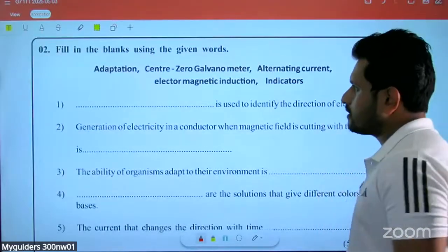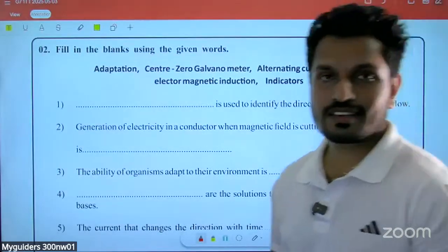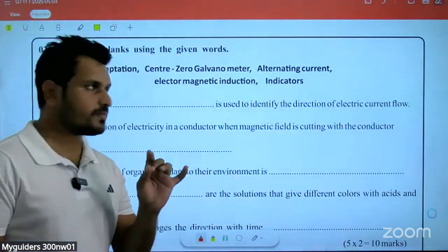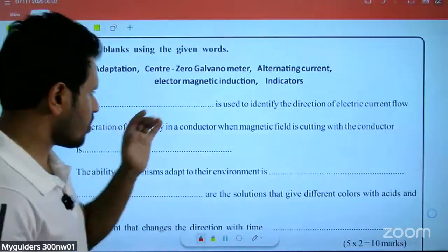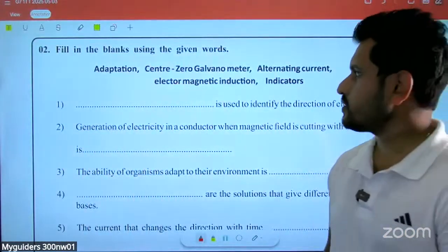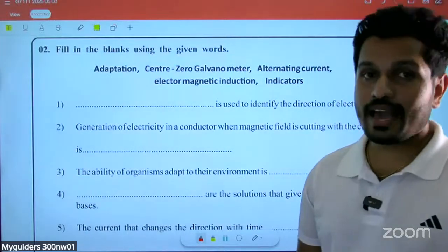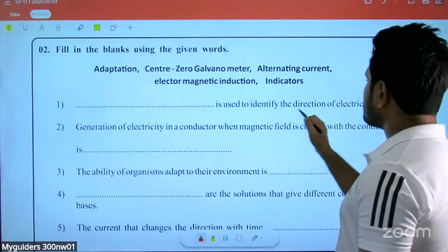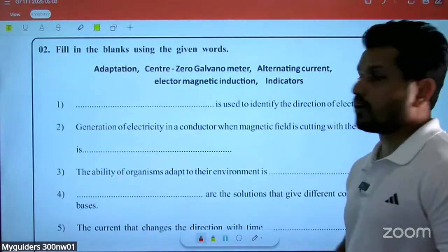Right. We have the next set of questions. Now, these questions also belong to part 1. These are all short questions like MCQ questions. So here also you need to select the correct answer and fill in the blanks. Okay. So, blank is used to identify the direction of electric current flow.